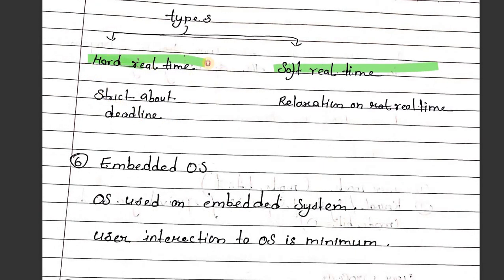In hard real-time, we get a strict deadline to complete the process in a given time, and it should be strict. But in a soft real-time process, we can give some relaxation. If we give 1 minute to complete the process, you can take 2 or 3 seconds extra. But in hard real-time, the operating system has to complete the process within 1 minute.